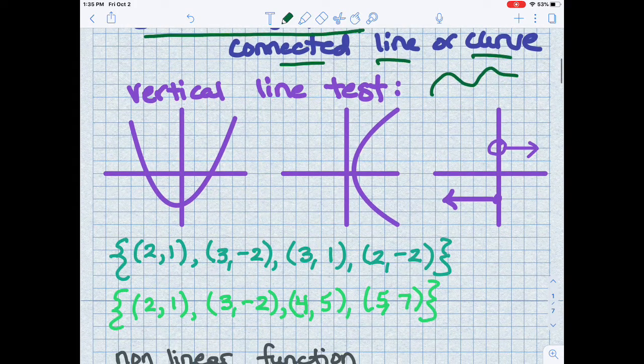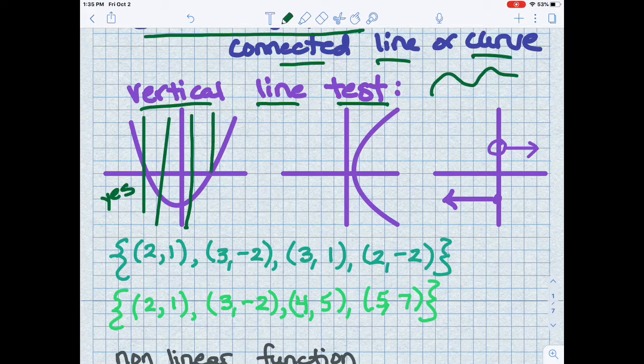When we're looking at a graph, we can do a vertical line test. This is the easiest way to see a function. This is a function because I can draw vertical lines anywhere, and I only cross the graph one time. So that makes a function. Notice here, this is not a function. If I were to draw a vertical line here, I would cross the line twice. And that is not a function.